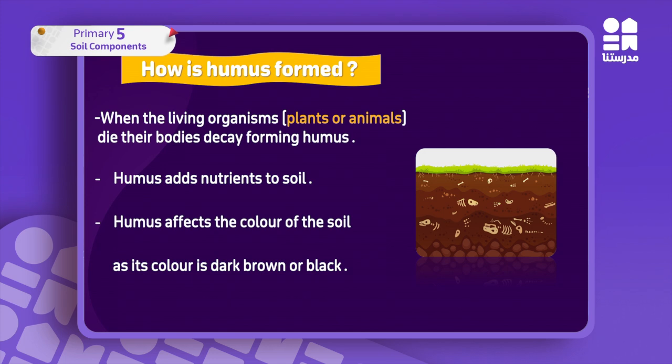Why? Because the color of humus is dark. So by increasing the percentage of humus in the soil, the soil becomes darker.